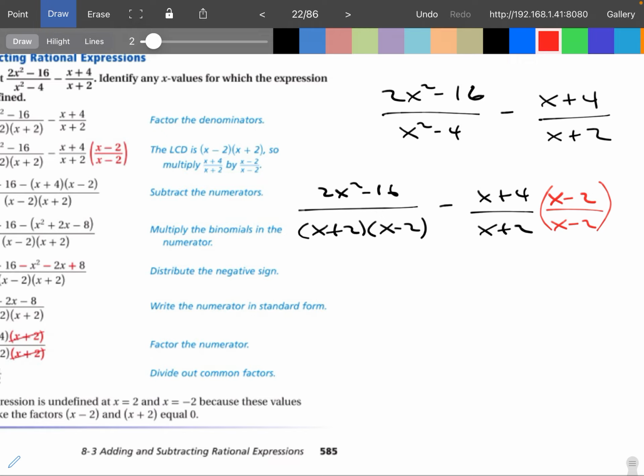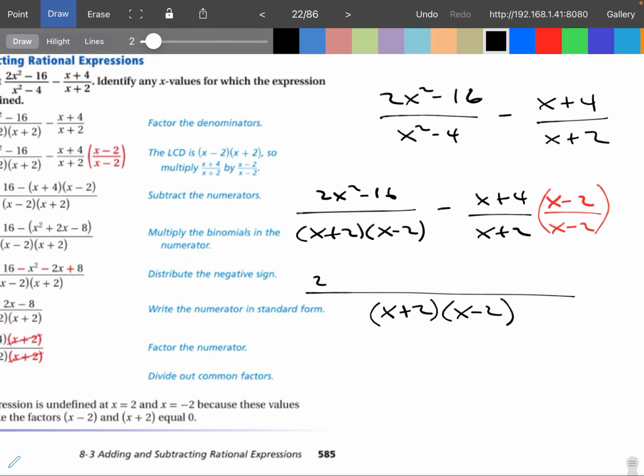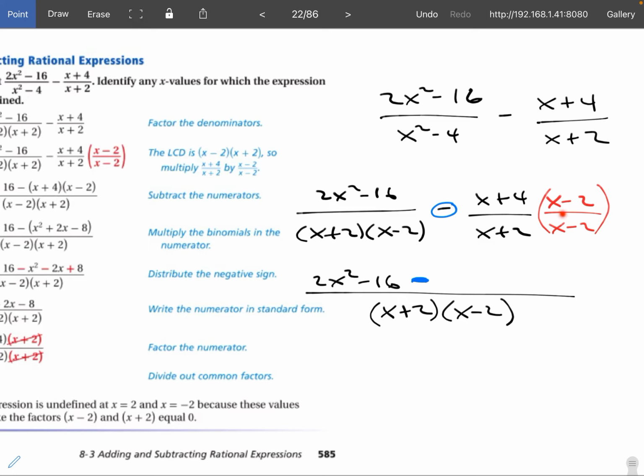All right, so let's see if we can do this now. Well, we know our common denominator, so we'll write that. Our common denominator is the quantity x plus 2 times the quantity x minus 2. So that part's done. And then in the numerator, we have this 2x squared minus 16. But then, very important on this one, we have this subtraction right here, right? So I want to note that I have a subtraction right there. And then we've got to multiply all this stuff out over here.